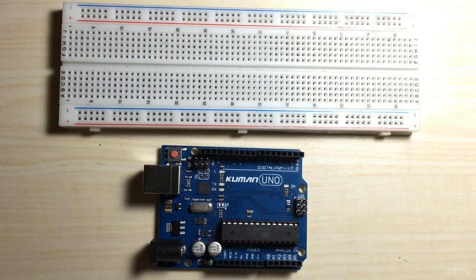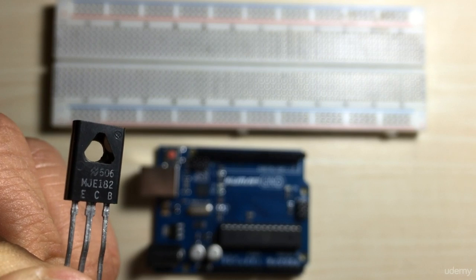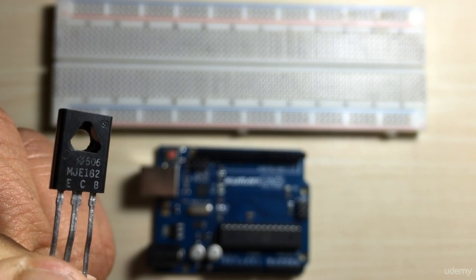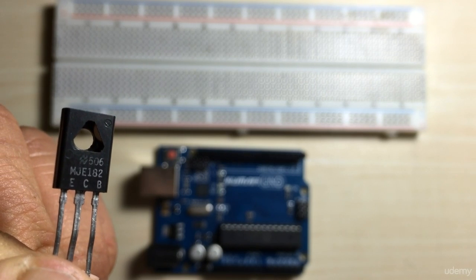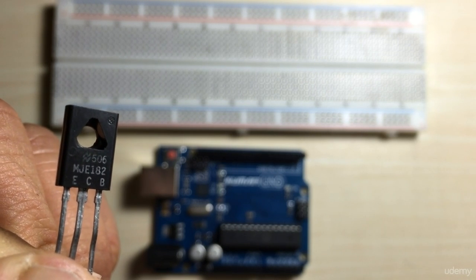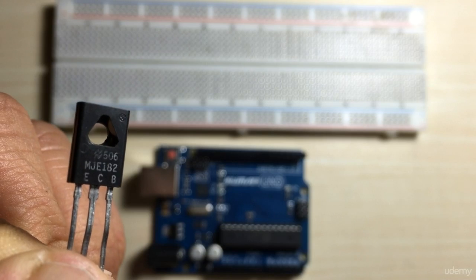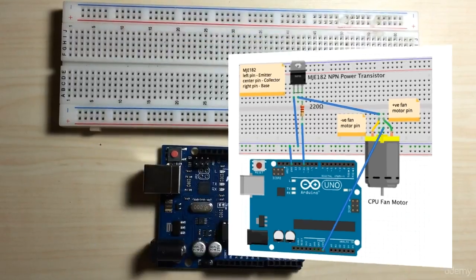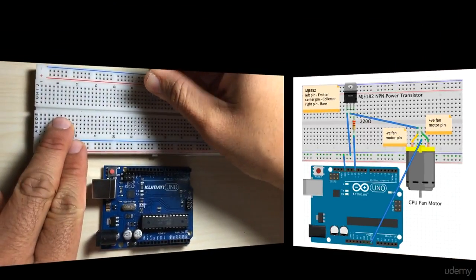Let's go ahead and wire up our circuit. First, we're going to take a look at our transistor. The emitter is the left pin, the collector is the center pin, and the base is the right pin. So they have made it easy for you on the MJE182. The pins are labeled, so that would help you out in wiring up the transistor. So let's go ahead and connect the transistor in our circuit.